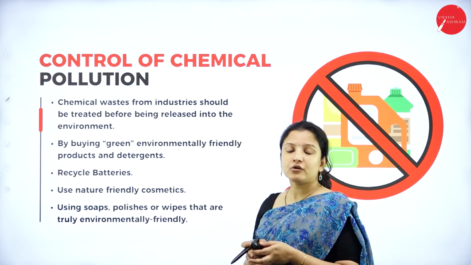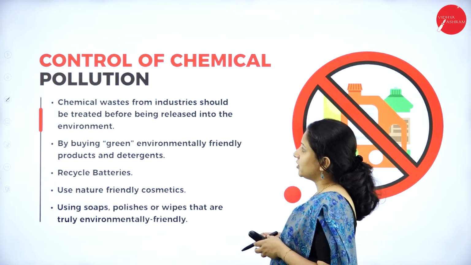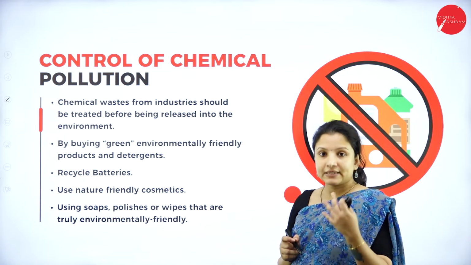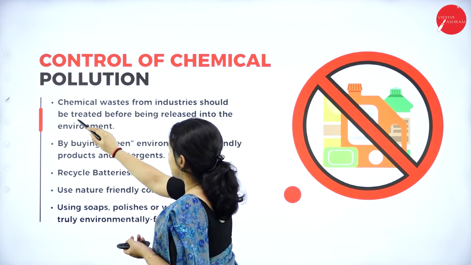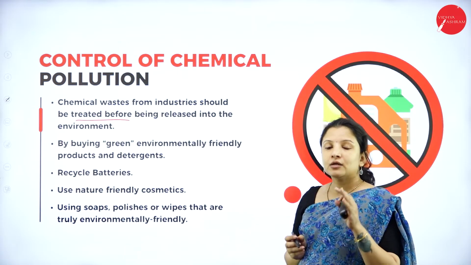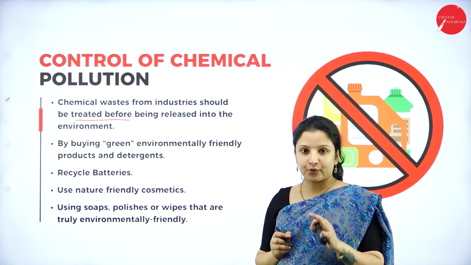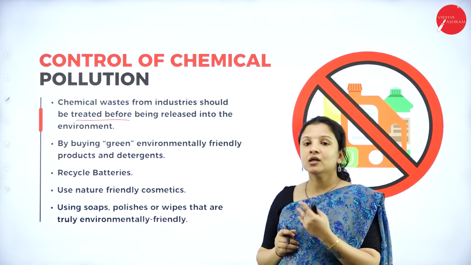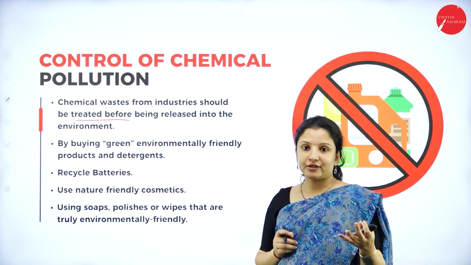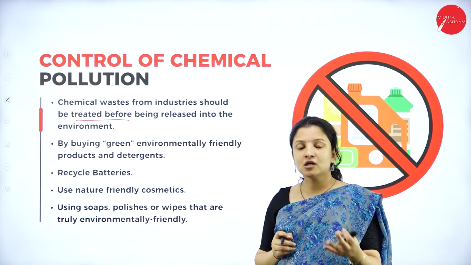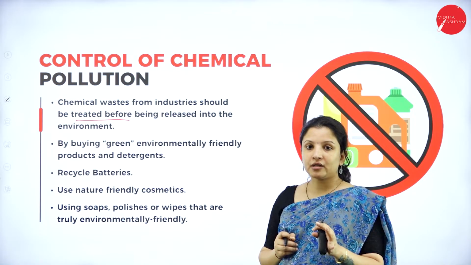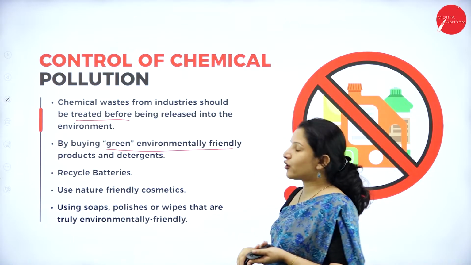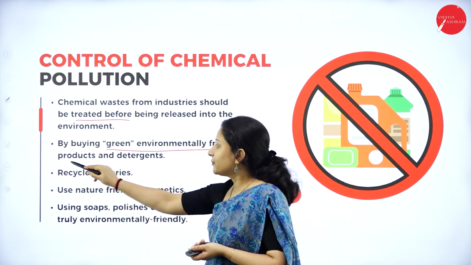Next, talking about how to control chemical pollution. Chemical waste from industries should be treated before being let out or disposed. And always read the cover before you buy a product. Some products contain a lot of chemicals, especially shampoos and detergents, which contain sodium lauryl sulfate, which is not at all good for the environment. Therefore, buying green, environmentally friendly products and detergents should be our priority.